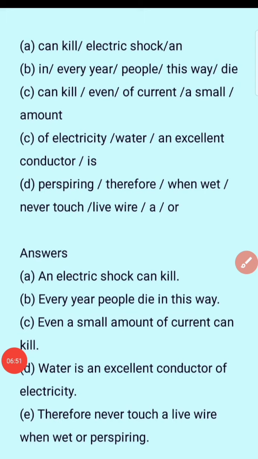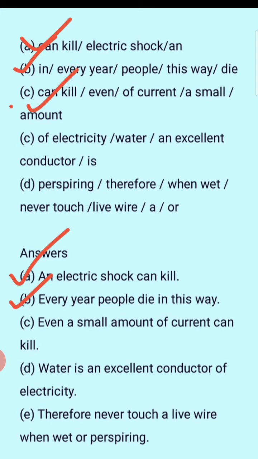Look at this bunch of words over here, students. Can kill, electric shock, and how to write it in a meaningful way? An electric shock can kill. Next, number B. In every year, people this way die. So, every year people die in this way. Number C. Can kill even of current a small amount. Even a small amount of current can kill.